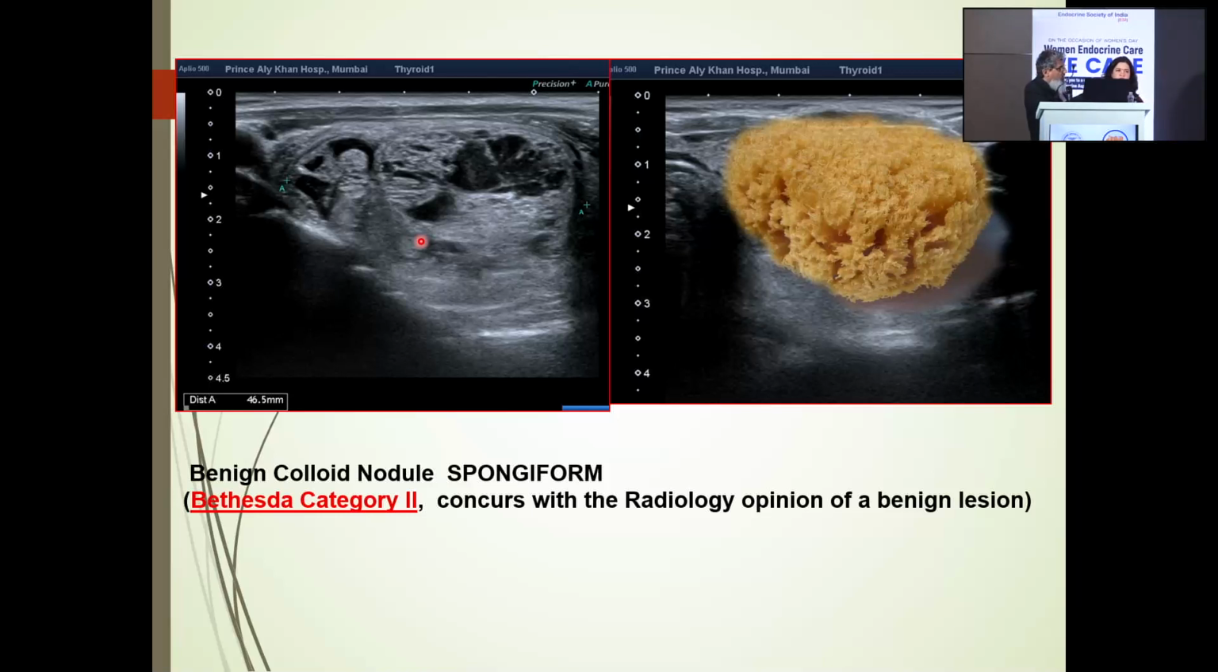I included that sponge to make you understand that it really looks like so. And these nodules are generally iso to hyperechoic compared to the rest of the strap muscles in the vicinity, which is the yardstick. So first is the echogenicity, which is generally uniform. Amongst that, you see whether the nodule is hypoechoic or iso to hyperechoic.